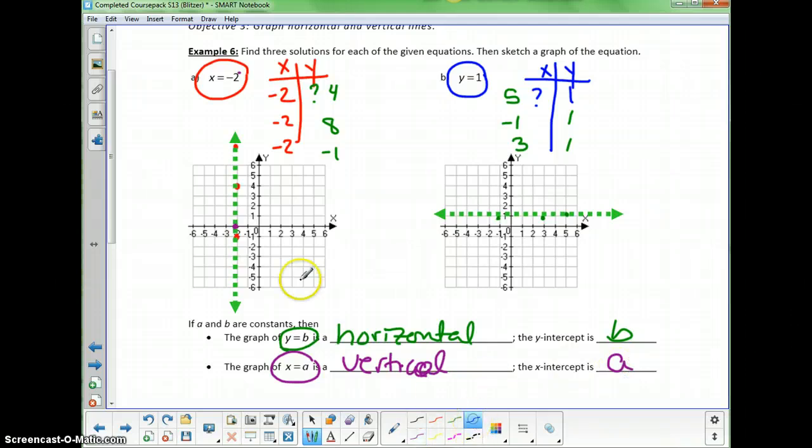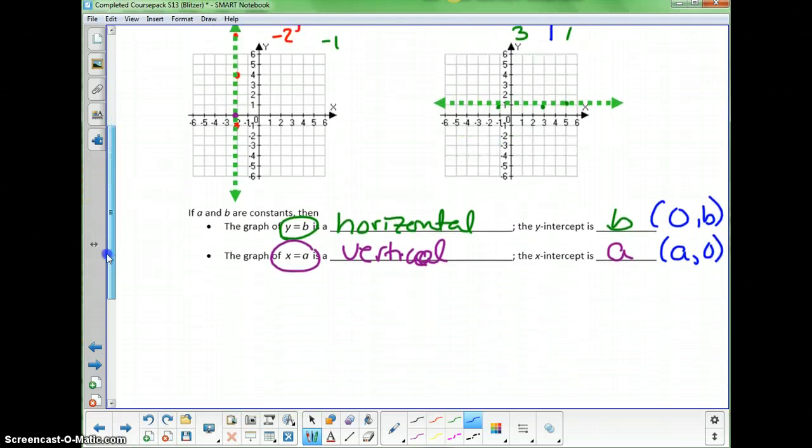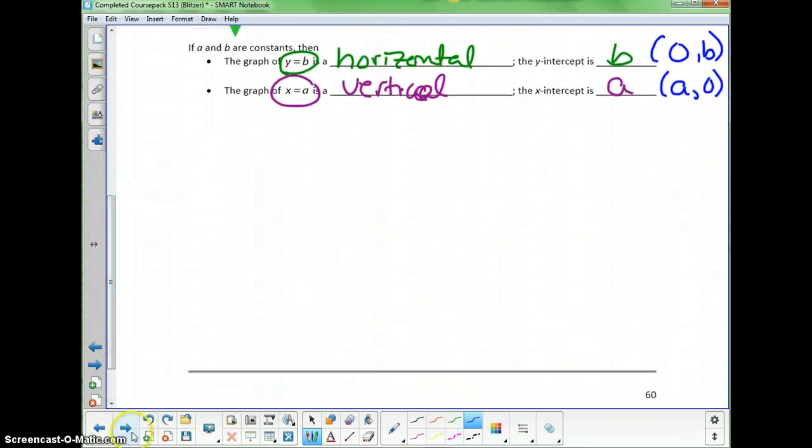Now let's go ahead and write the ordered pairs for those. Intercepts aren't just single numbers. So the ordered pair for the y-intercept, since it's a y-intercept, that was the y-coordinate, so it would be 0, b. And for the x-intercept, since that's an x value, the ordered pair would be a, 0. Okay, and that's the end of the section.